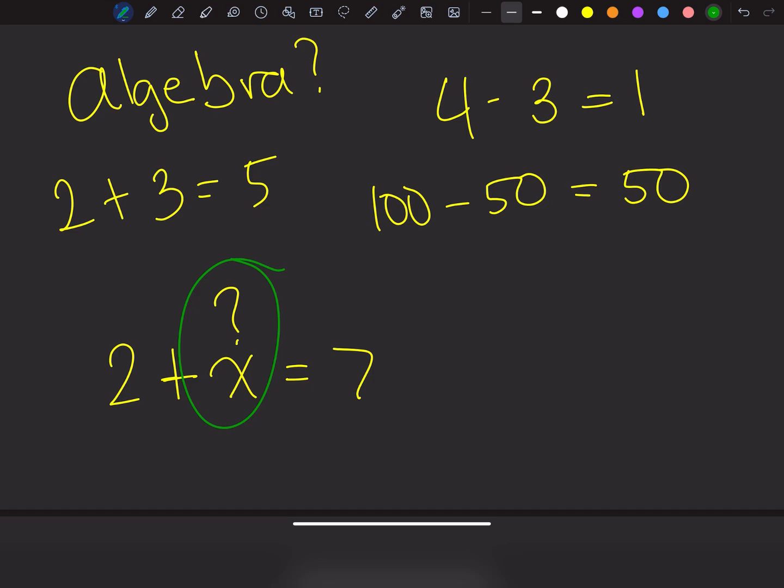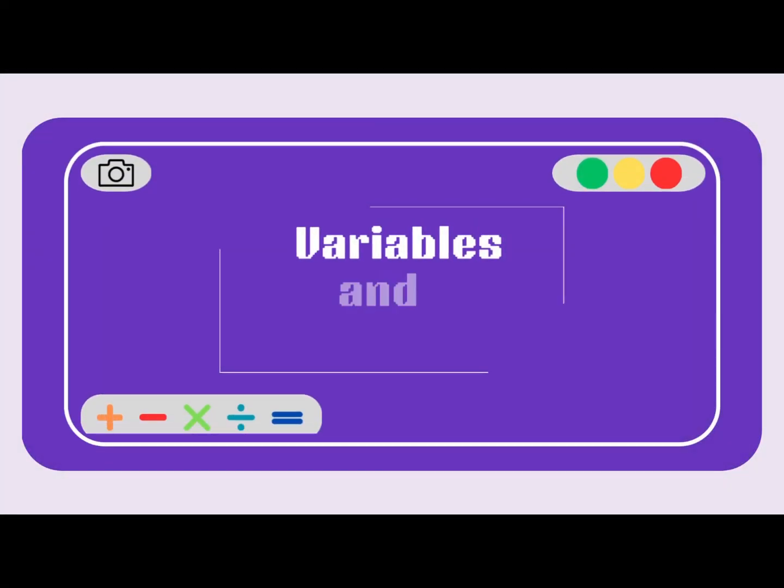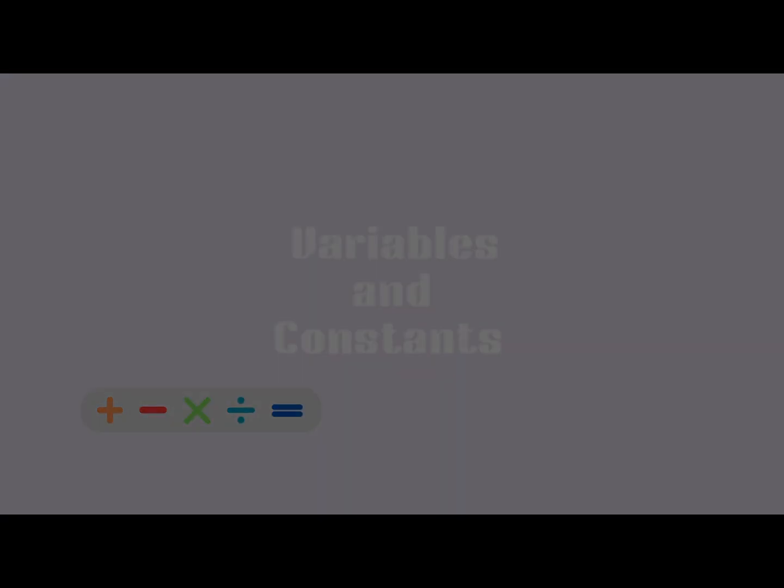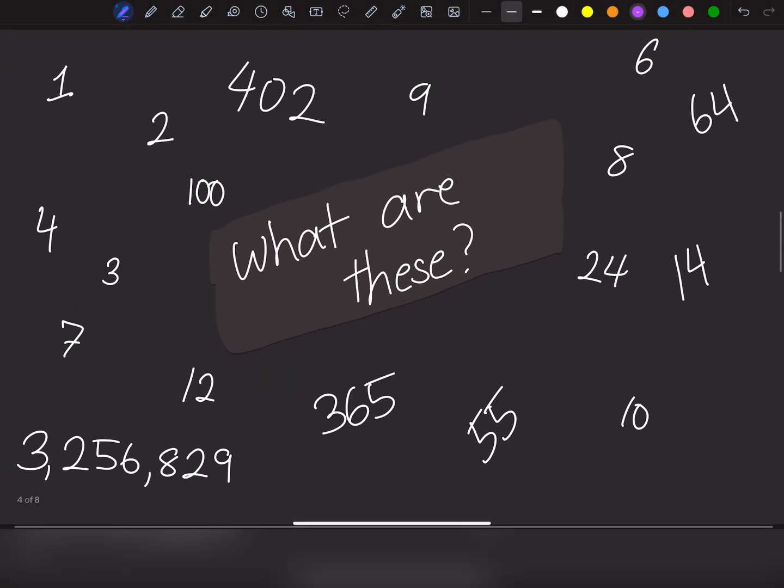One of the first few things that I want you to understand is this. Math, or algebra, is made up of a few parts. And two of the most important parts are constants and variables. Why don't we come down here?